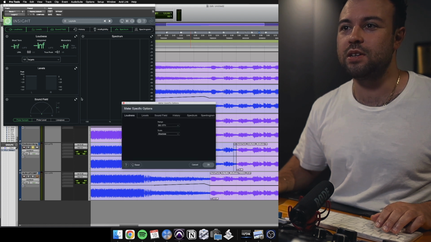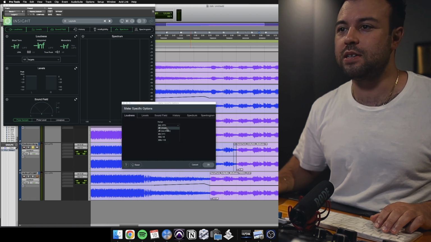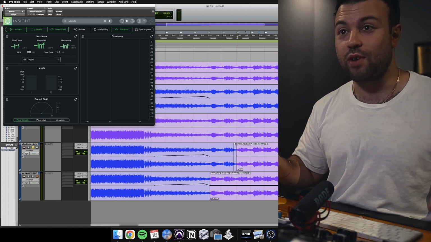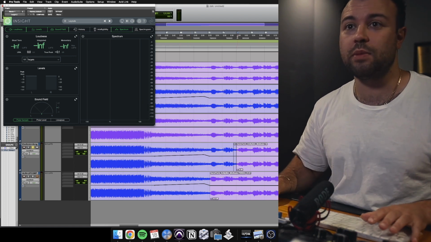I'm not going to use the BS standard, only because that's going to affect the readout. So look in between the vocal phrases. It drops really low, the short-term loudness.